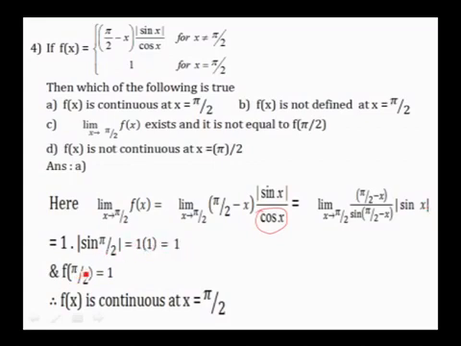So f of pi by 2 is 1. He has given that f of pi by 2 is also 1. And you have obtained that limit of f(x) as x tends to pi by 2 is also 1.